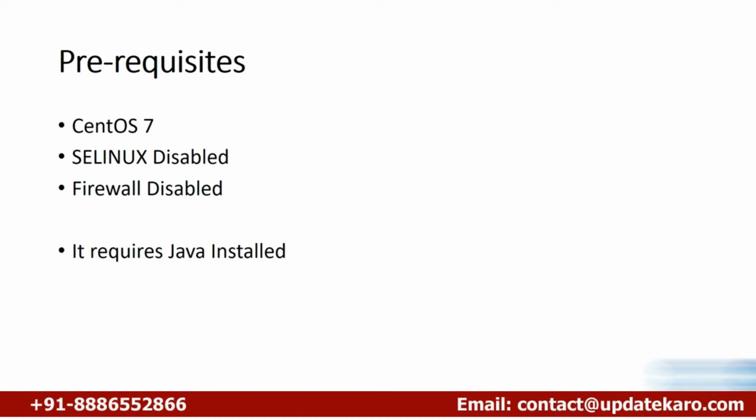Here I'm picking the CentOS 7 operating system with SELinux disabled as well as the firewall disabled. You can go through some documents over the internet on how to disable SELinux and the firewall in CentOS 7, and I'll also try to keep that information in the description of this video. It's also a Java-based application, so you require Java installed on the operating system where you are installing Jenkins. So let's go ahead and see how we install Jenkins on this operating system.